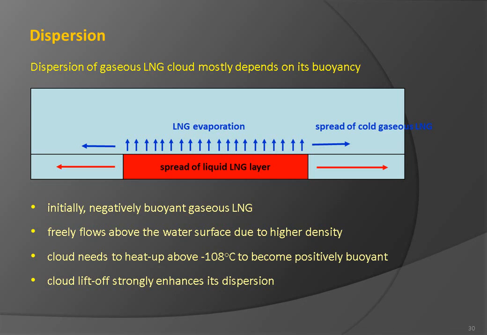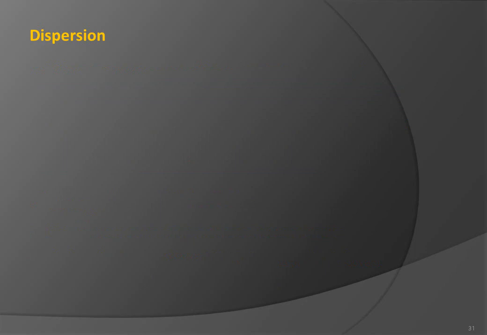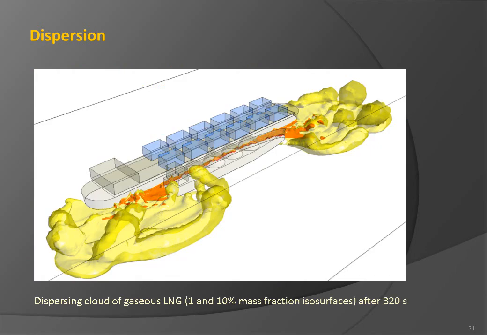The heating process is controlled by mixing with the surrounding air. Figure presents a dispersing LNG cloud after 320 seconds. The orange isosurface marks the gaseous LNG mass fraction of 10%, whereas the yellow isosurface shows the mass fraction of 1%.